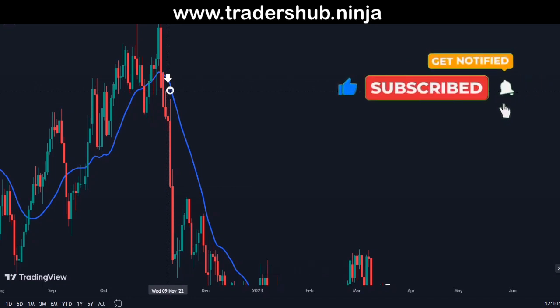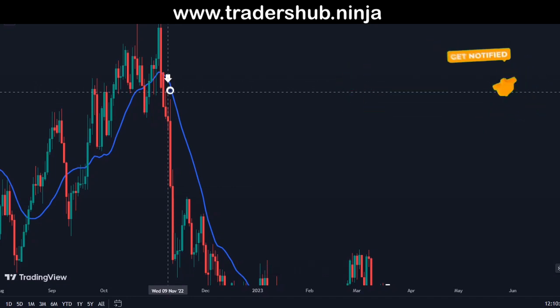So, if it is an uptrend where the market is above the 20 moving average, we take a buy entry. If it is a downtrend where the market is below the 20 moving average, market is below the 20 moving average, we are prepared to take a sell entry. Market is above the 20 moving average, we are prepared to take a buy entry.